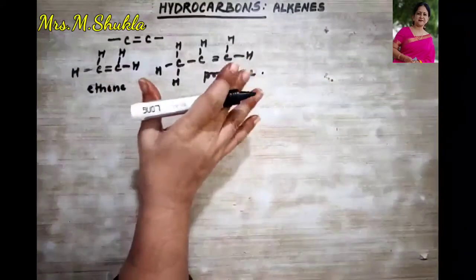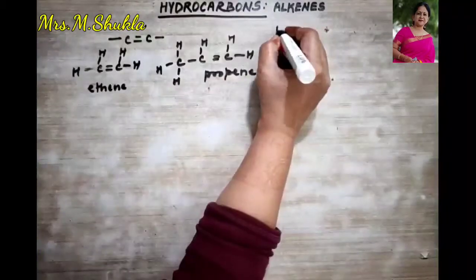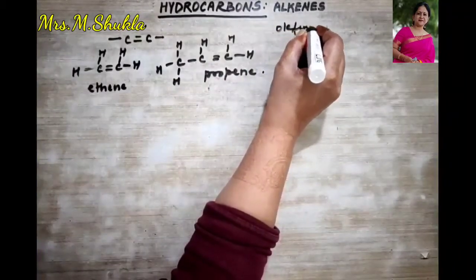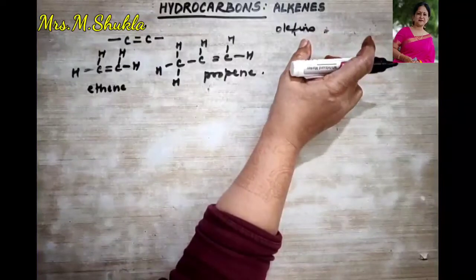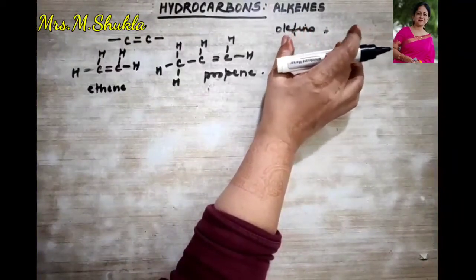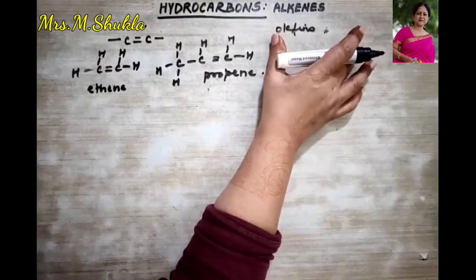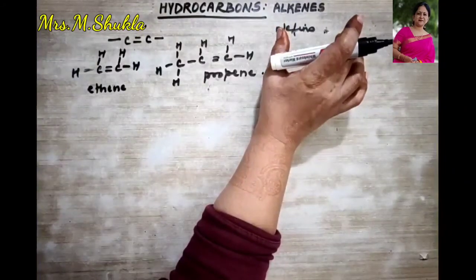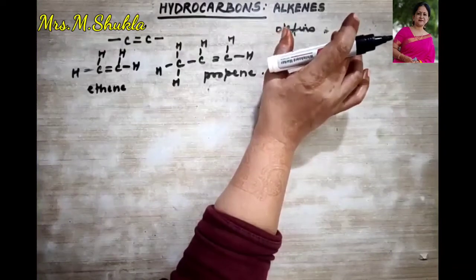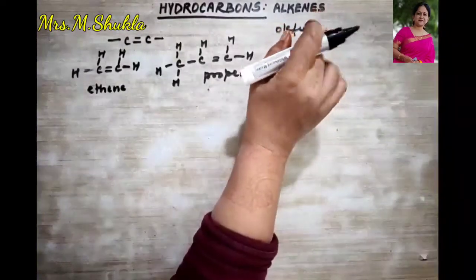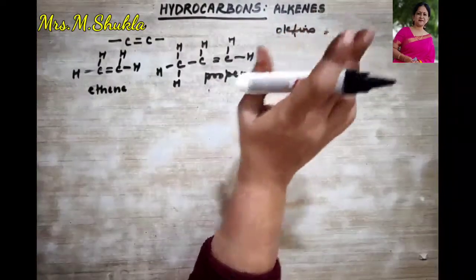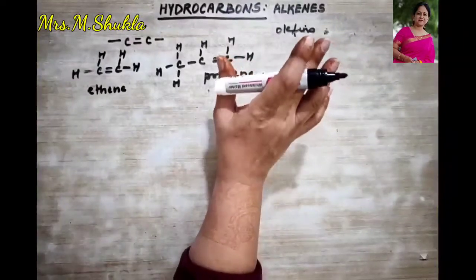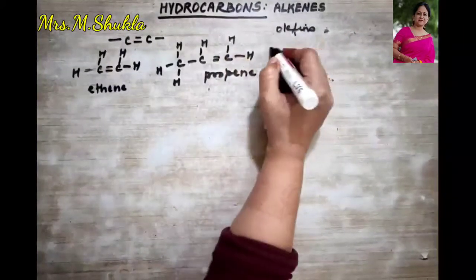Clear? Then the older name given to these alkenes is also olefins, if you remember, right? And this also means oil former. The term olefins for alkenes was selected because the lower members form oily liquids with halogens and the halogen acids.